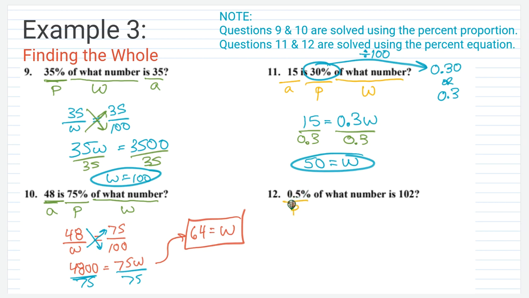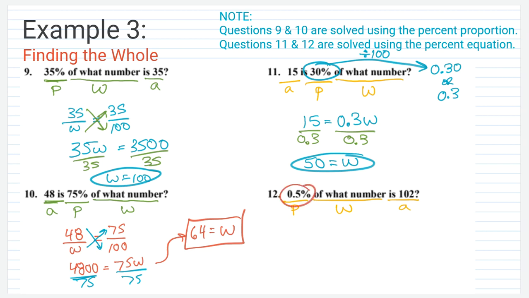So again, that's our percentage. Of what number? That's going to be what it's out of, so W. And then is 102. That is our part. So A equals P times W. Remember, if we're going to use the equation, which we plan on doing in this example, we do need to change our percentage into its decimal form.